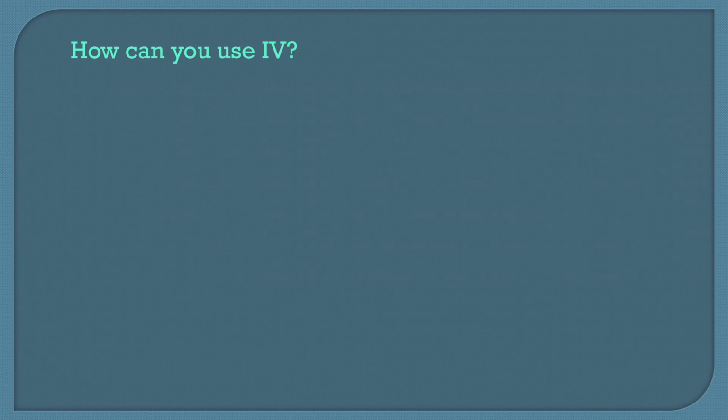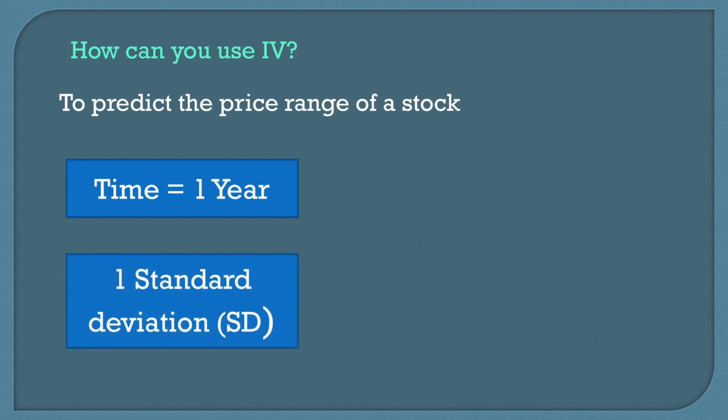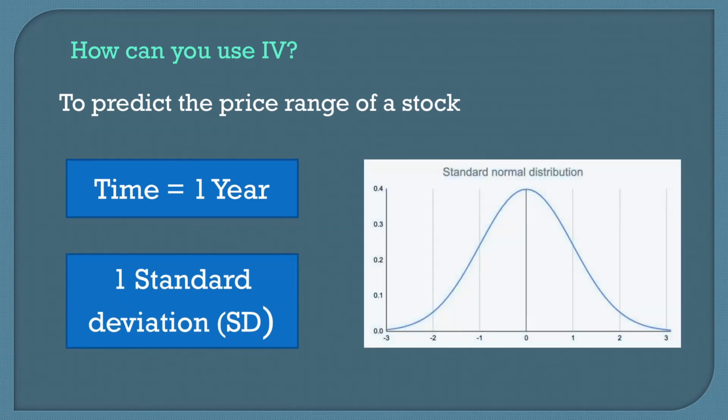How can you use implied volatility to help you with options? You can use IV to help predict the price range of a stock after a certain period of time. The default time frame for implied volatility is usually 1 year, and implied volatility normally refers to one standard deviation. To find the price range, you need to understand what a normal distribution is. So I will have to go into some mathematics right now.